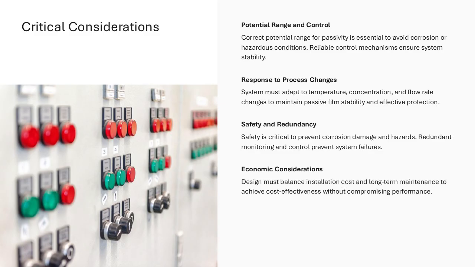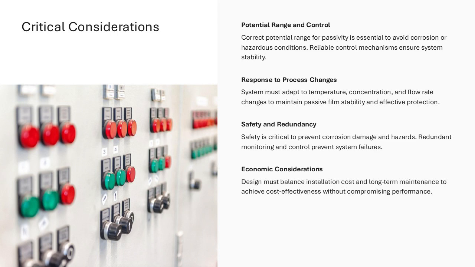Designing an anodic protection system requires careful consideration of several factors to ensure its effectiveness and safety. Key concerns include determining the correct potential range for passivity, selecting appropriate reference electrodes, and ensuring reliable control mechanisms. The system must be capable of responding to changes in process conditions such as temperature, concentration, and flow rate, which can affect the passive film stability.